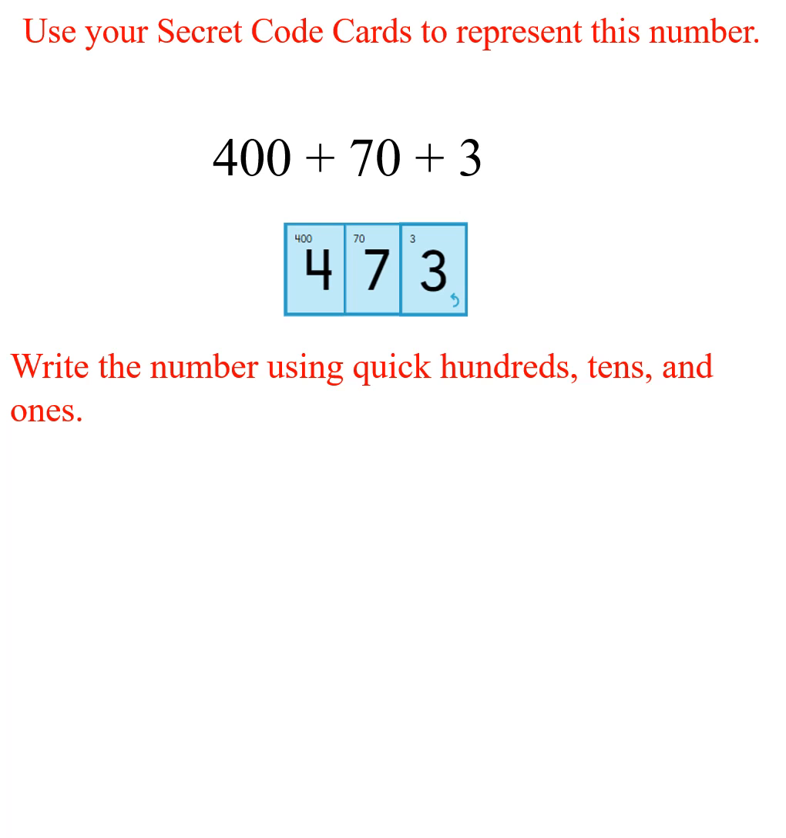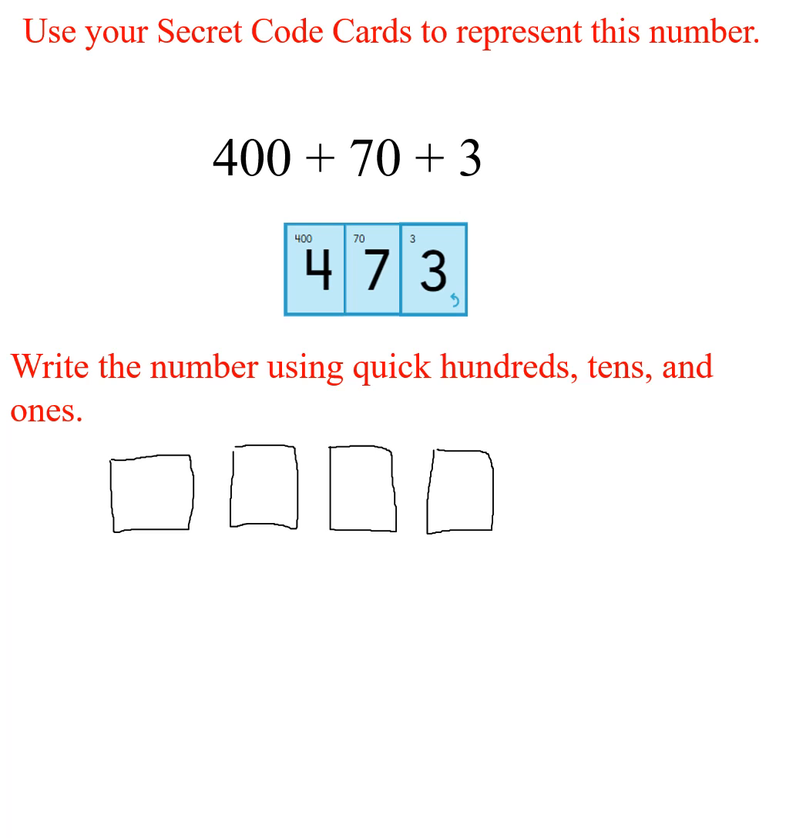So we have 400 plus 70 plus 3. So this time they are showing us the expanded notation, and they're showing us what it looks like with our secret code cards. And now we have to write the number using quick hundreds, tens, and ones. So I know that 400 means that I have 4 of my 100 blocks. So 100, 200, 300, and 400.